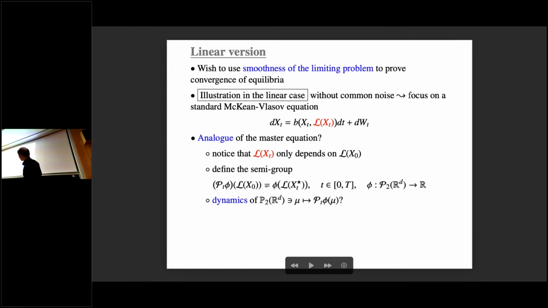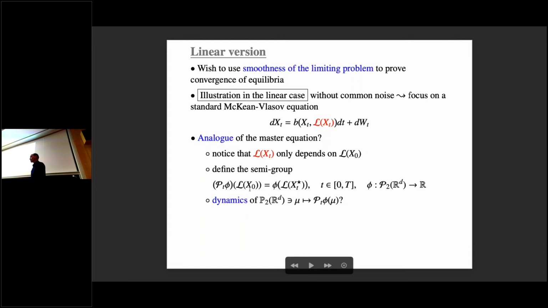You take an initial measure. So the law of x0 is whatever you want. This is an initial state for the population. And I'm going to denote by Pt phi. Pt is the usual notation for a semigroup. So Pt phi is the transport of phi somehow. This is phi acting on the law of xt. There is no star here. This is a typo. So you see, phi of the law of xt, I take my test function and it is acting on the law of xt. And since the law of xt in the end only depends on time and the law of x0, I can say that it gives me a new function that I denote by Pt phi, acting on the initial law of the system.